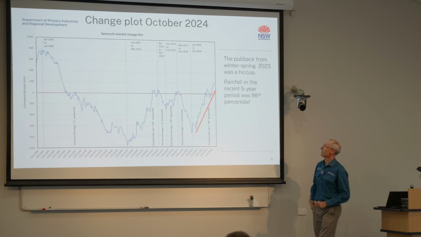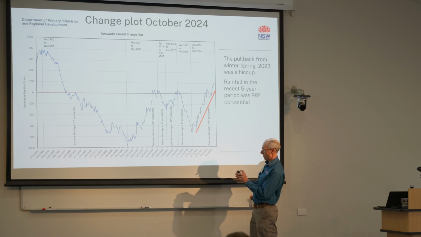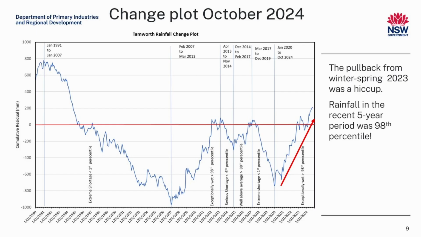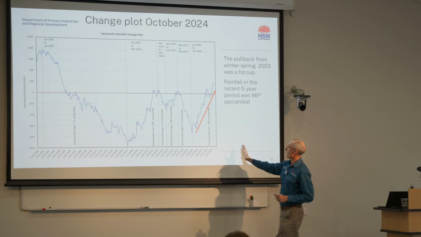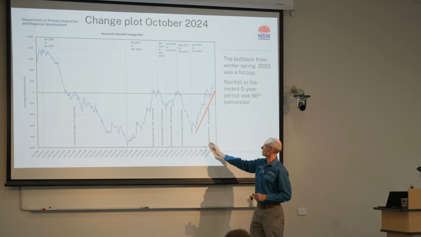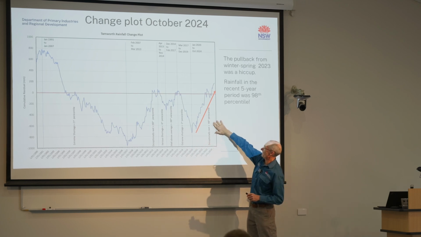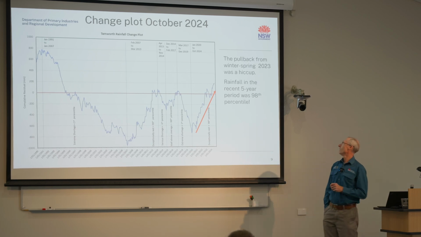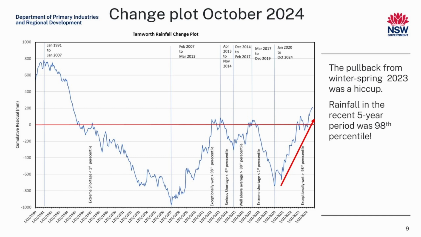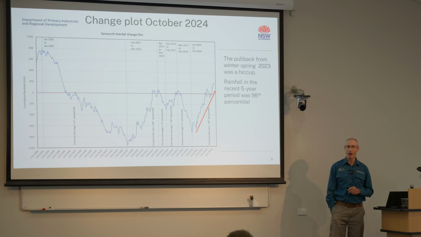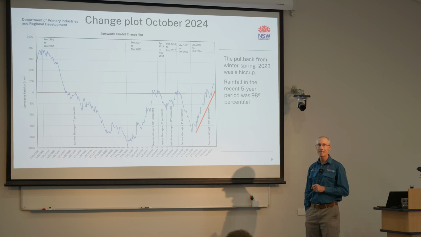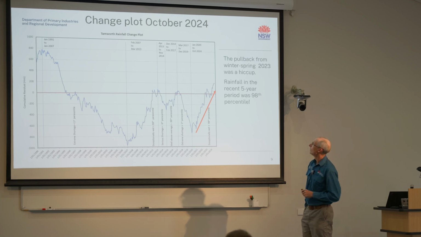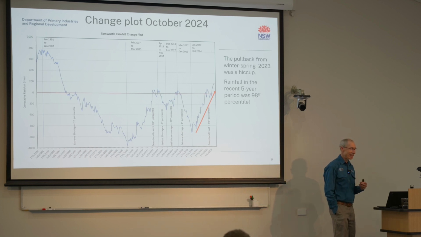So now, if we update this change plot, we can see we're still marching forward. We're still marching up. And if we group the rainfall over the last 5 years or so, we are actually looking at exceptionally wet conditions. Exceptionally wet. Above the 98th percentile. That means it's wetter than 98% of all prior 5-year periods. That's how wet it is.